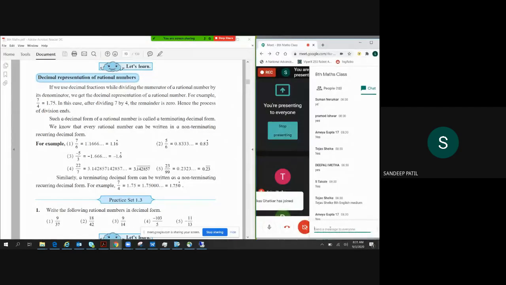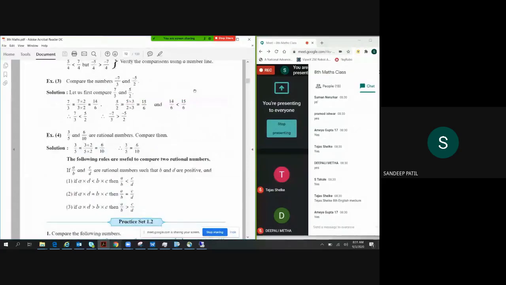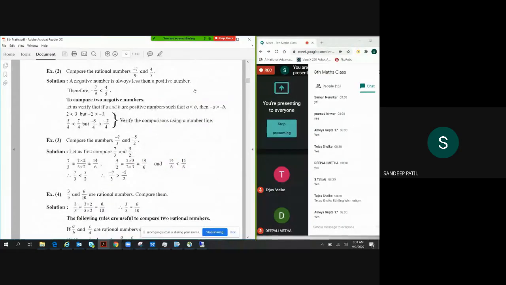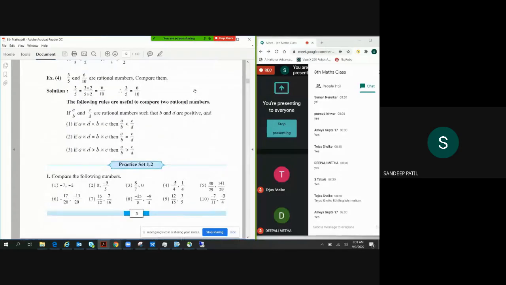That's great. So let's start with our mathematics class. Last time we were discussing rational numbers and comparison between them: if we have rational numbers, how to compare them and how to decide which number is greater than the other. So last time we quickly saw how to do it. Just a small revision.